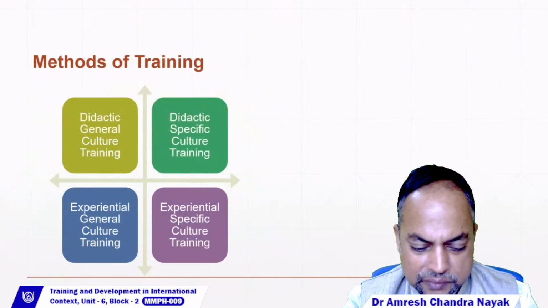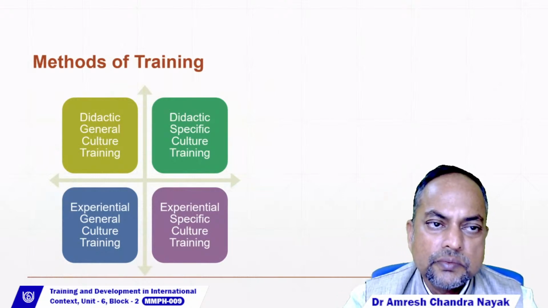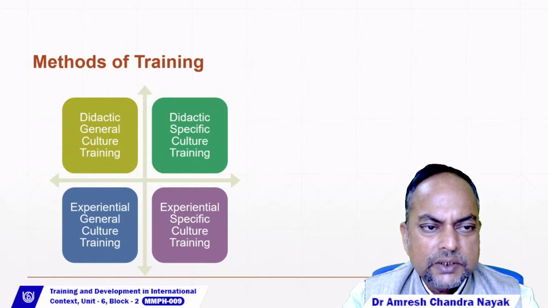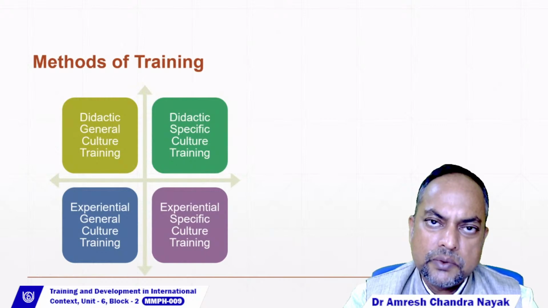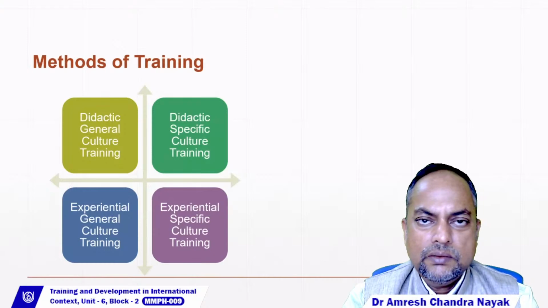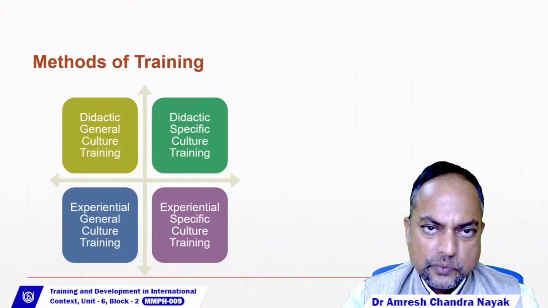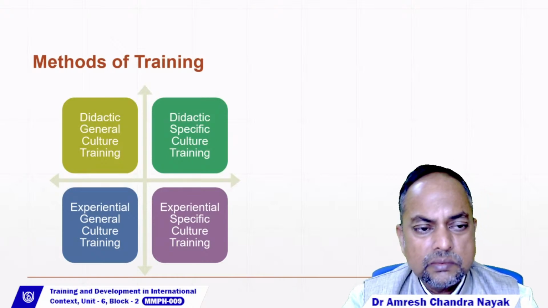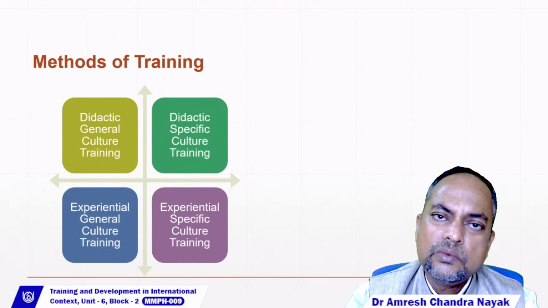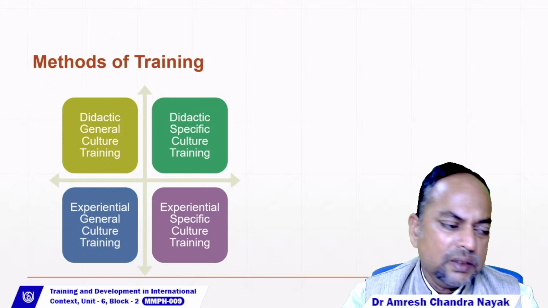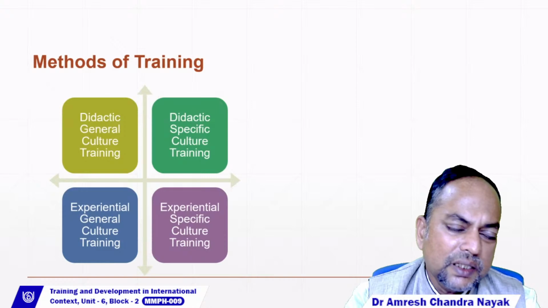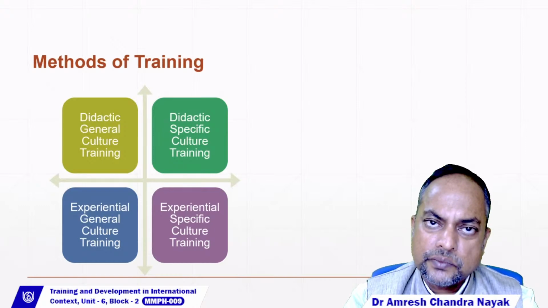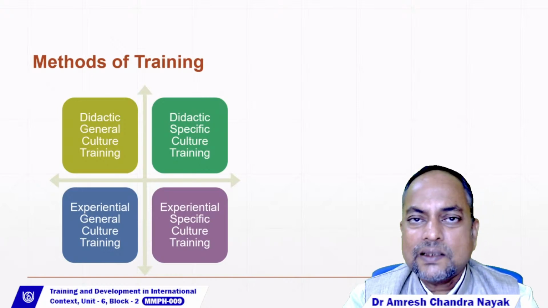Based on that, when we talk of the methods of imparting this training program, let's understand. Now, there are 4 different ways in which we can impart the training program: the didactic general cultural training, the didactic specific cultural training, experiential general, and experiential specific cultural training. Whenever we talk of didactic, it is more educational in nature. This sort of training program focuses more on imparting knowledge, right? But when it comes to the experiential, this focuses more on the practical aspects of the training program.